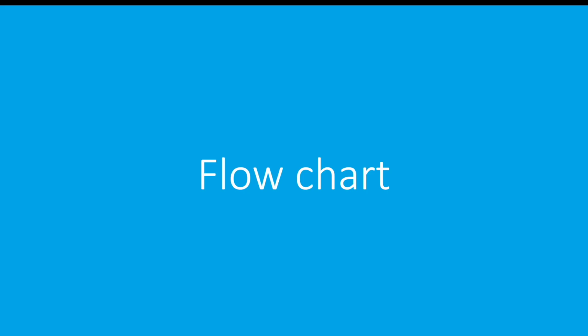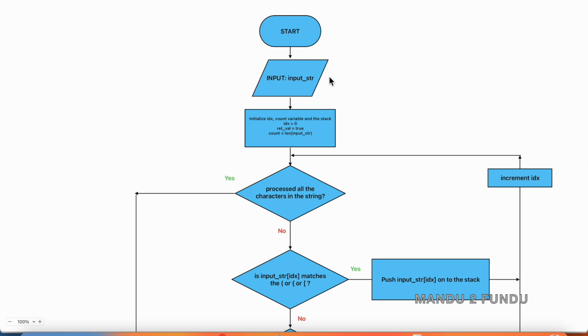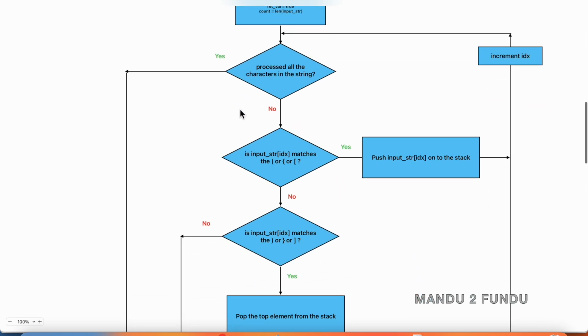Let's look at the flowchart. The input for this procedure is an input string. First we initialize the index and the count variable, and then the stack data structure, and also the return value variable, and we set it to true. And count will be initialized to the length of the input string. We check whether all the characters in the string are processed. If yes, we go out of the loop.